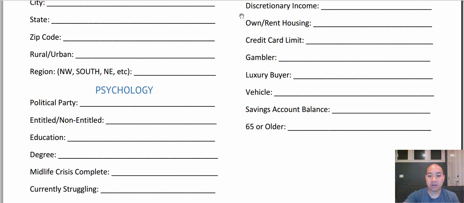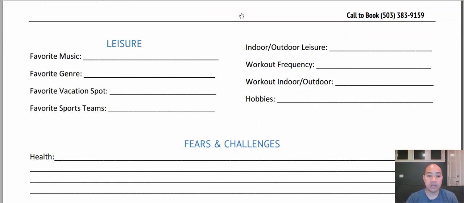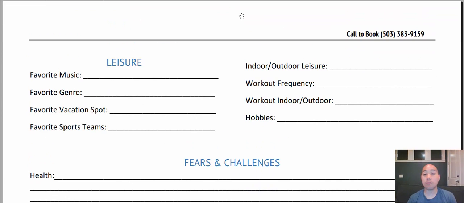65 or older is on here, and that's really just kind of a prelude to are they retired or not. So that's an important line item there. Leisure, and we're almost done here.